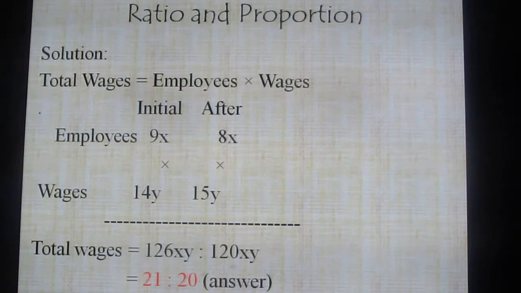Both the numbers are divisible by 6. Once you divide by 6, what will be my answer? 126 divided by 6 is 21. 120 divided by 6 is 20. So the answer is 21:20, because the ratio should be expressed in the lowest form. Are you clear? Shall we go to the next question?